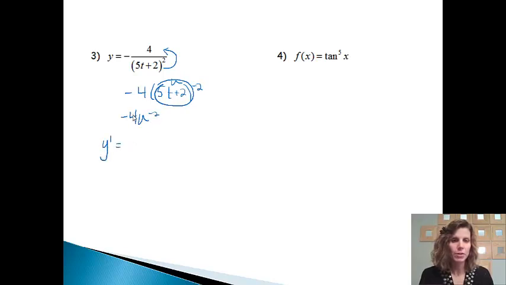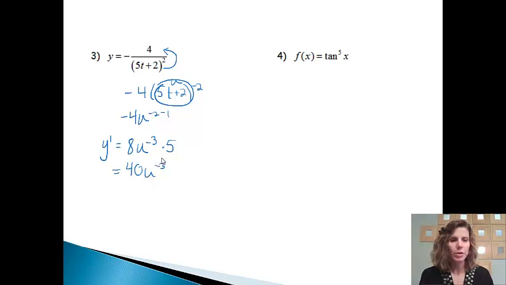So bump my negative 2 out front. That will become a positive 8u. And then subtract 1 from my power. That will become a negative 3. And then I'm not done until I take the derivative. So let's not forget the chocolate. The derivative of u would be 5. And so now simplifying that, 8 times 5 would be 40, u to the negative 3.